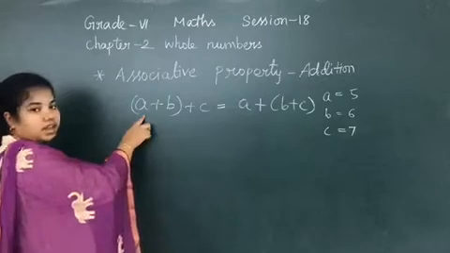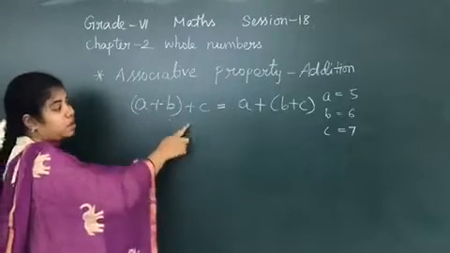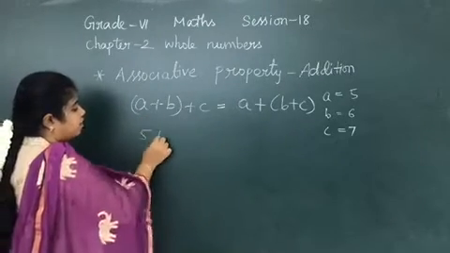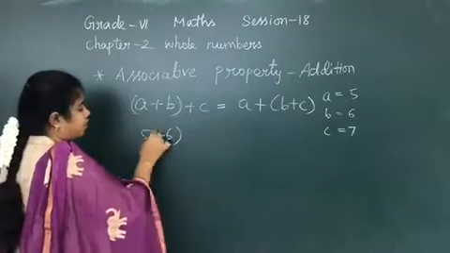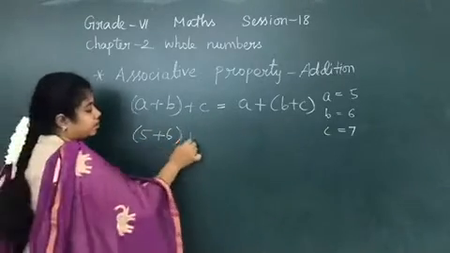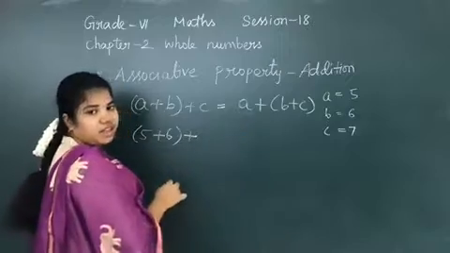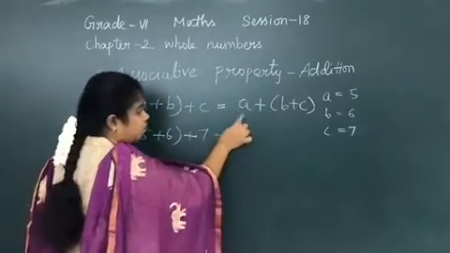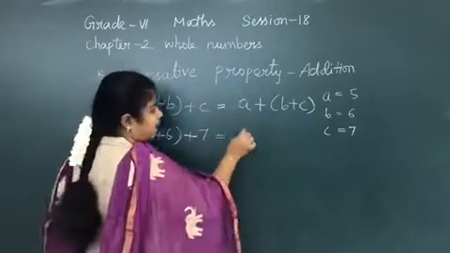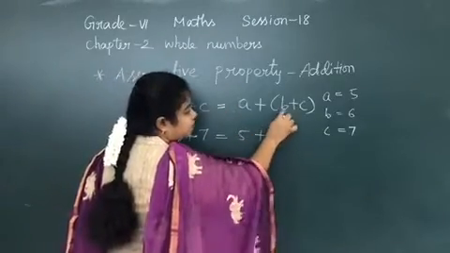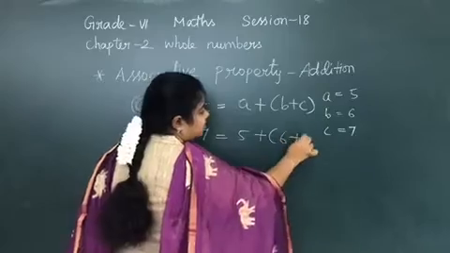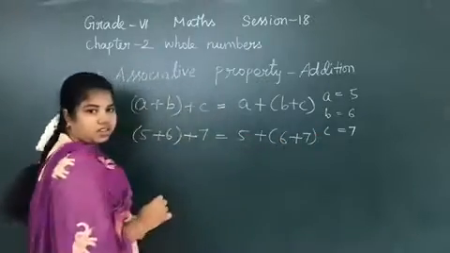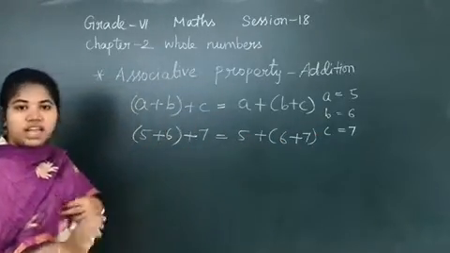First, what is inside the bracket? A plus B. What is A? 5. And what is B? 6. So (5 plus 6) plus C. What is the value of C? 7, which is equal to, now A is separate. What is A? 5 plus, what is B? (6 plus 7). Can you understand? The bracket alone is changed, nothing else has changed.